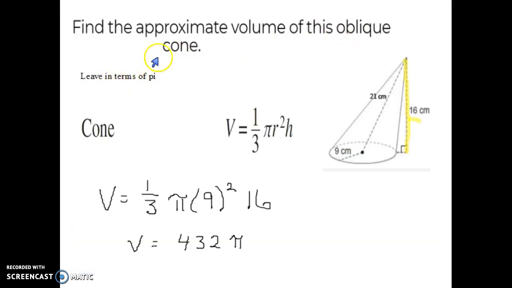The last one is an oblique cone. We're going to use the same formula, 1/3 pi r squared h. Leave in terms of pi. So 1/3 pi. Now our radius is here, 9. And then the height is going to be from the vertex perpendicular to the base. So it's not going to be this one. We're looking for this perpendicular symbol. So with an oblique cone, this is the height, 16. So 81 times 16 divided by 3, we get 432 pi.